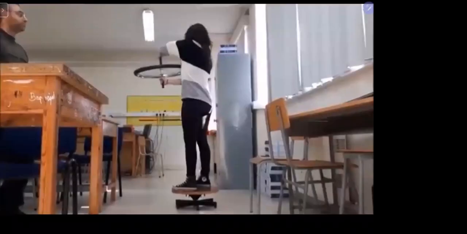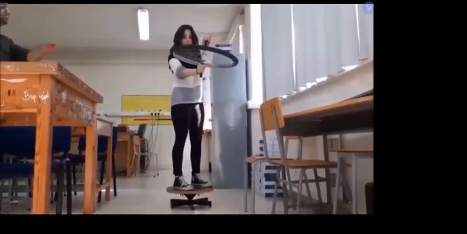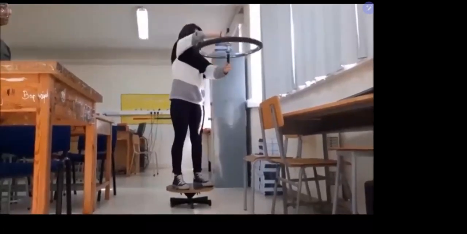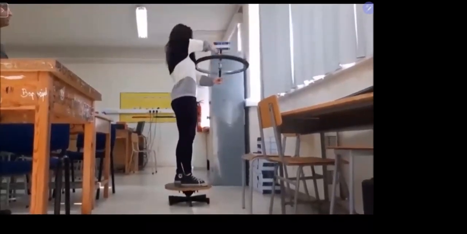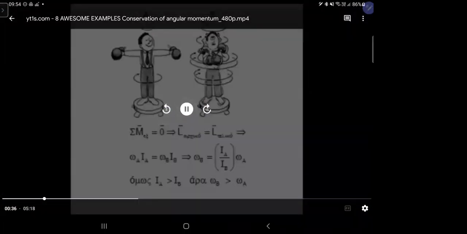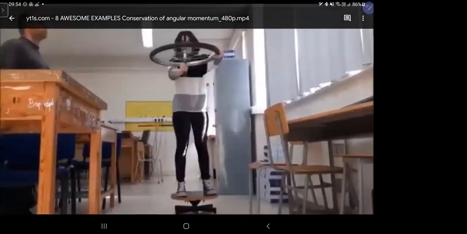This is that umbrella problem. See what she did. Just see everything. I'll show it again. Let's see that again. Now see what she did. She took a tire wheel, initially at rest. Now she'll rotate the wheel. Now when you rotate the wheel, angular momentum will be there. To conserve it, she will rotate in the opposite direction. Fair enough.